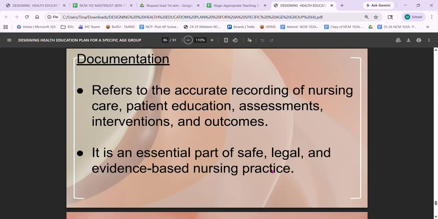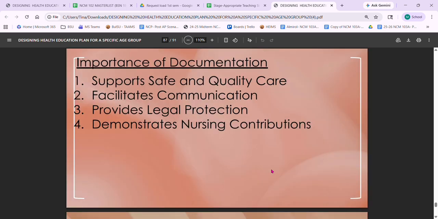Now, let's discuss documentation. Documentation refers to what? Accurate recording of the nursing care, patient education, assessment, intervention, and outcome. So for sure, na-discuss natin to sa fundamentals na discuss nyo. It is essential part of safe, legal, and evidence-based nursing practice. So ano yung importance ng documentation?